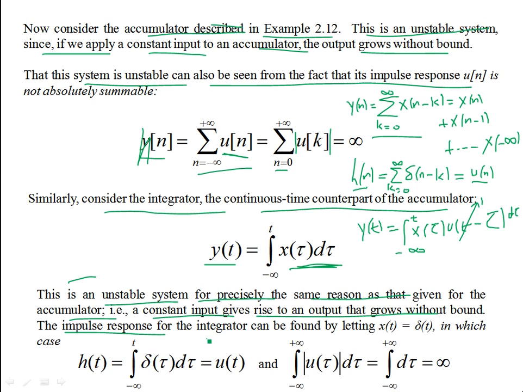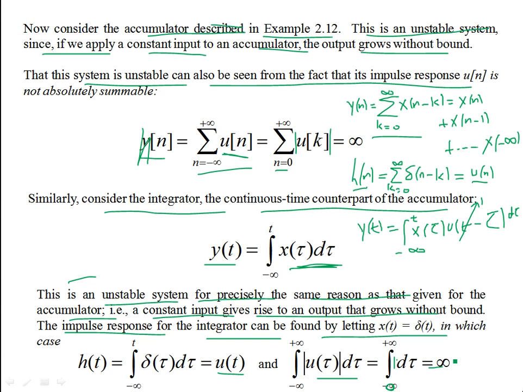The impulse response for an integrator can be formed by letting x(t) be delta t, in which case this becomes u(t), and u(t) is not absolutely integrable. In the range from 0 to infinity, the lower limit becomes 0, in which case this is 1, and this is equal to infinity. That means h of t is not absolutely integrable, therefore the system is unstable.